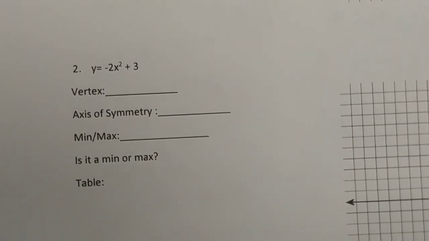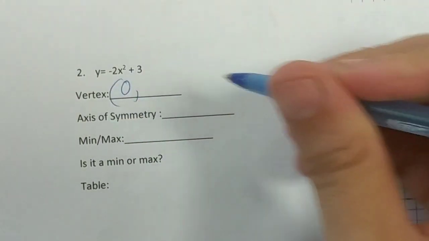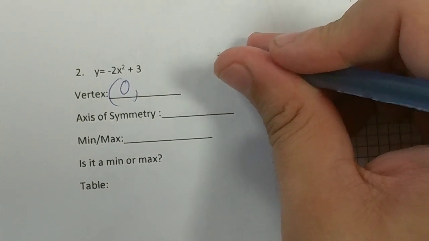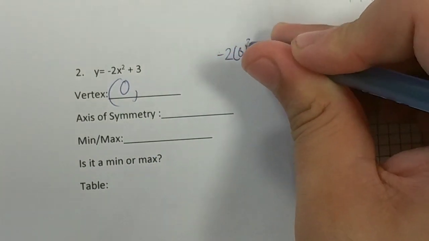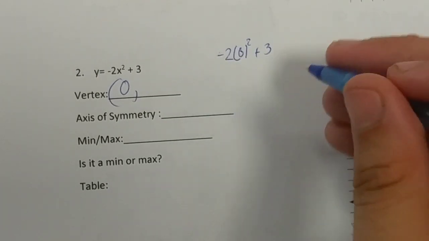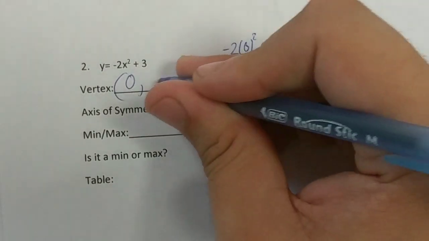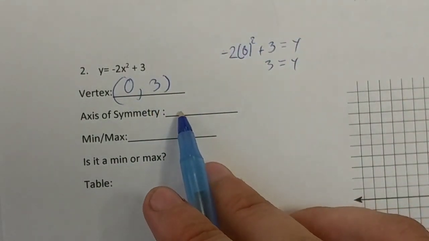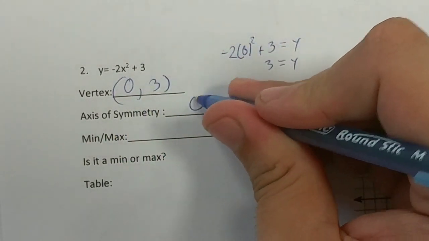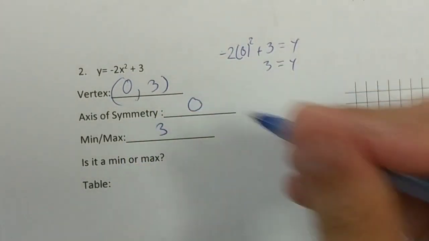All right, we're going on to the next one. I'm going to do this faster. I see my B is 0, so I know my vertex x is 0. I'm going to plug in 0 here. Negative 2 times 0 squared plus 3. 0 squared is 0. Negative 2 times 0 is 0. So y equals 3. My axis of symmetry is the x of the vertex, which is 0. My min or max is the y of the vertex, which is positive 3.